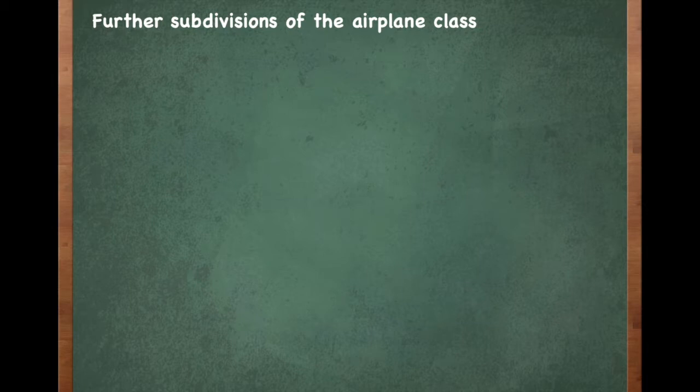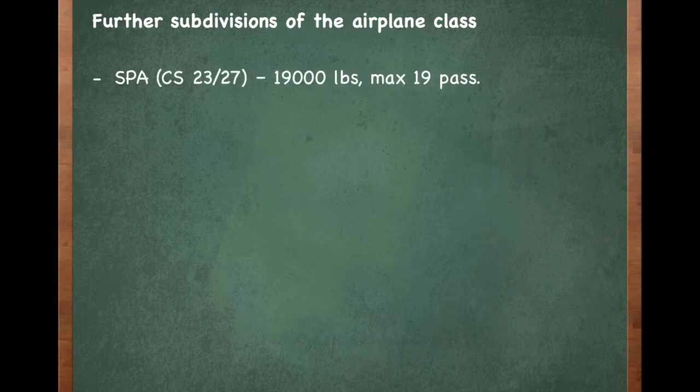Inside the airplane category, airplanes are divided further into the following, each requiring additional training. Single-pilot airplanes, where only one pilot is required to operate the airplane. They are designed by the CS23 standard and may carry up to 19 passengers, weighing up to a maximum of 19,000 pounds, equaling an aircraft total takeoff mass of 8,626 kilos. Multi-pilot airplanes, where a system has a complexity requiring 2 pilots to operate the airplane.